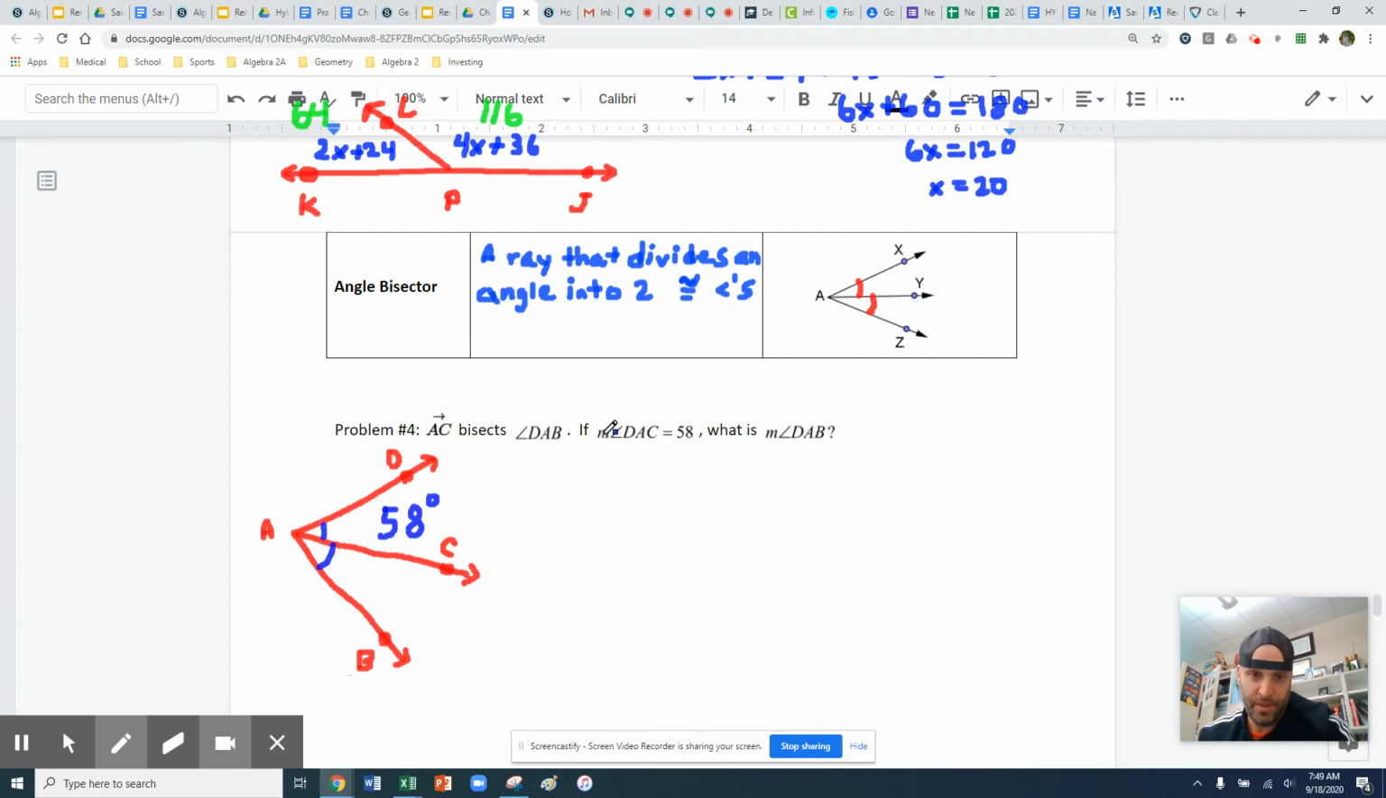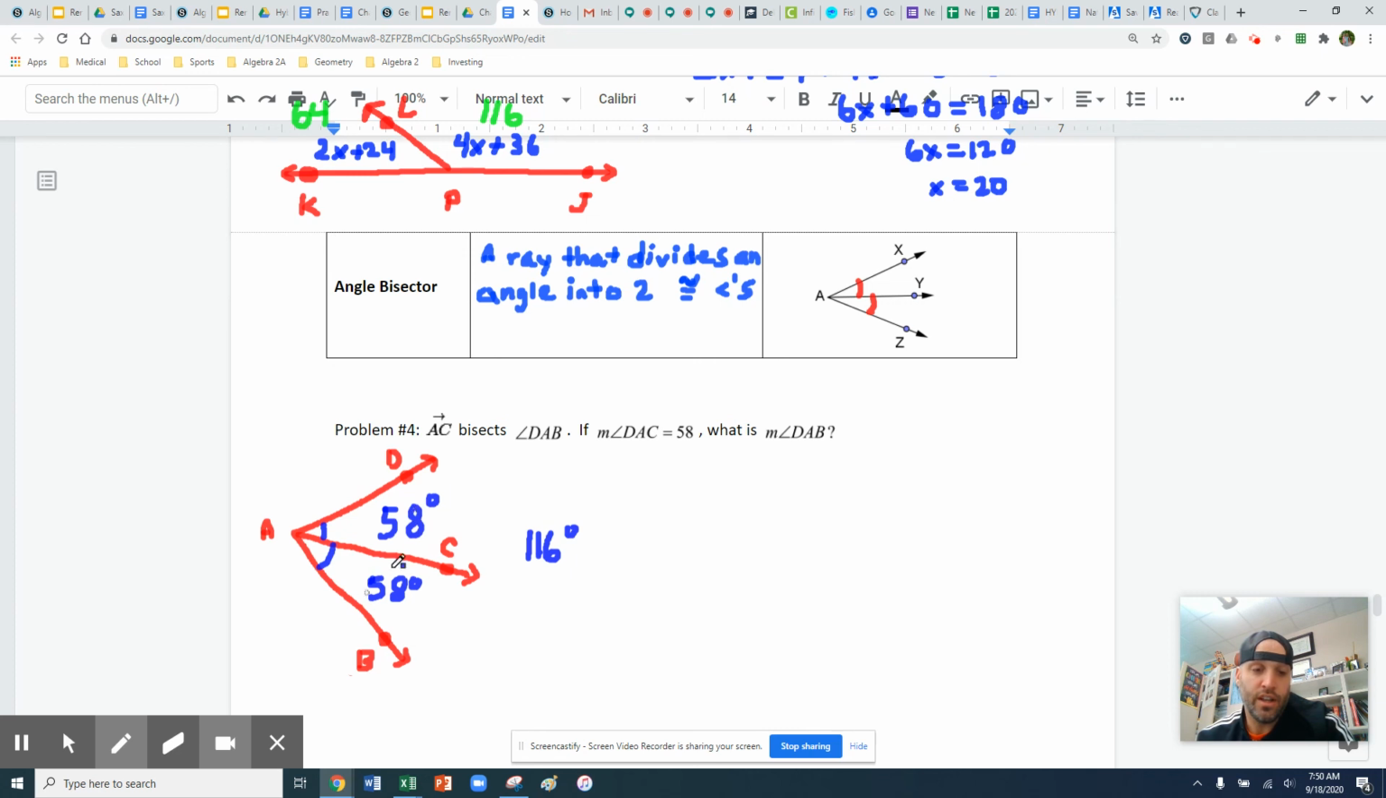Now continuing, if the measure, so that little m stands for measure, if the measure of angle DAC is 58, what is DAB? Now I'm talking about the full combination of both of those. Well, if I know that's 58, this is also going to be 58. And then use the angle addition postulate, 58 and 58, the total is going to be 116 degrees.